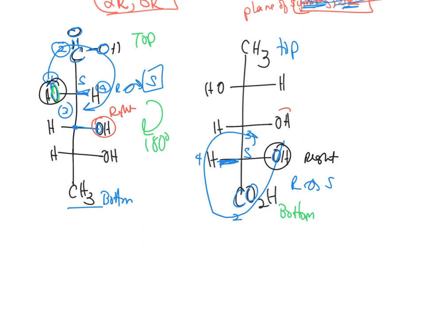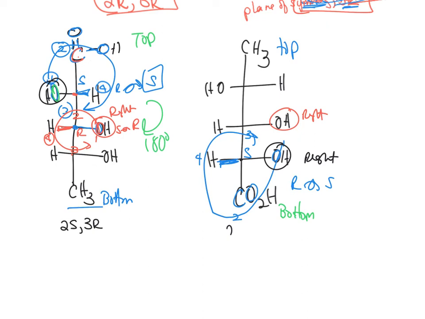Okay, so let's assign this one. This is 1. Hydrogen's 4. We've got a C-O, we've got a C-O, we've got CH3, and then we've got C. So this is 2, and this is 3. One, two, three, that would be S, but the hydrogen's coming at you, so S would go to R. So this one's R. Okay, so we'll call that 2S, 3R.